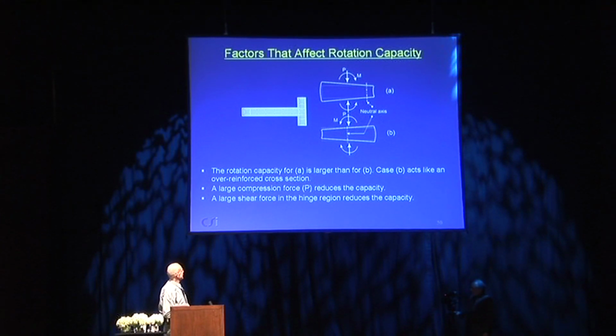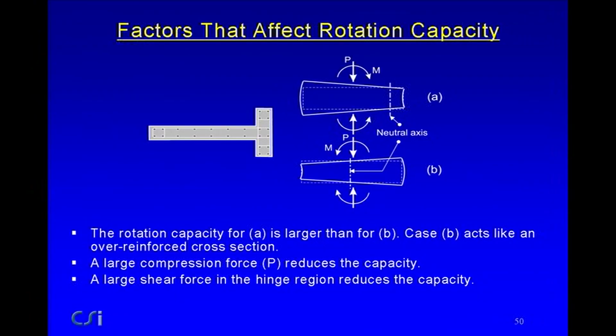I haven't shown this, but large axial compression force will also reduce the capacity. And in the hinge region, two things happen. I've already said that in the hinge region, the shear strength is affected by the hinge rotation. But there's another aspect of that, which is that the larger the shear force, the smaller the hinge rotation capacity. The shear force also affects the rotation capacity. You start getting some of these nasty interactions.